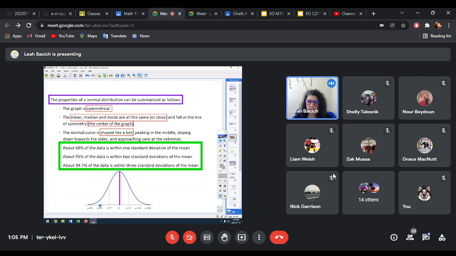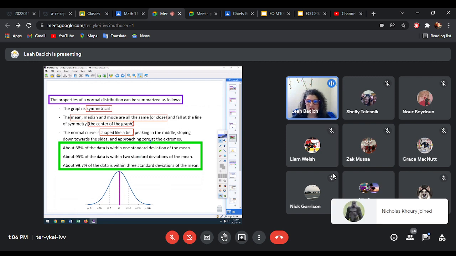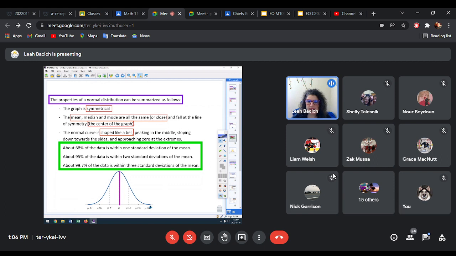So it's said to be shaped like a bell, peaking in the middle, and then sloping down toward each side. You could even think of it as kind of a mustache, flaring off here to the left and to the right. But remember, down here, this doesn't go back up. This actually just kind of kisses the x-axis here. Okay? Approaching zero at the extreme. So it might look like it's touching the x-axis, but it really isn't. It's just approaching it.